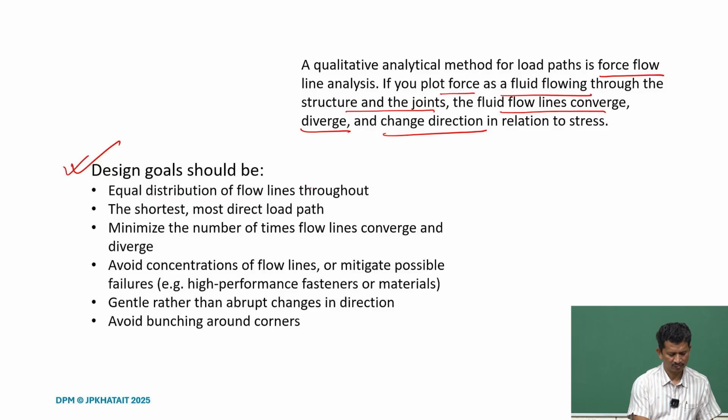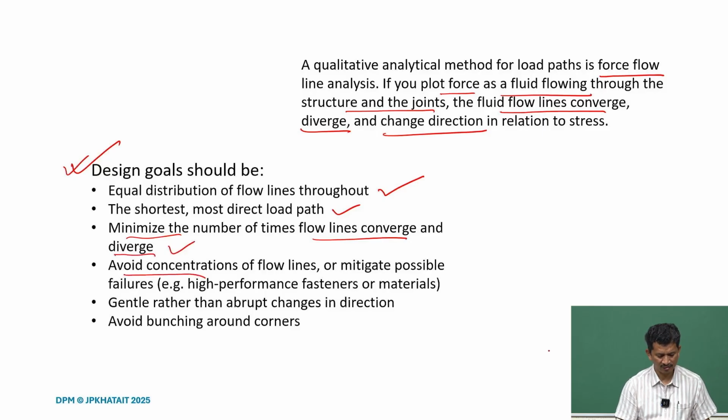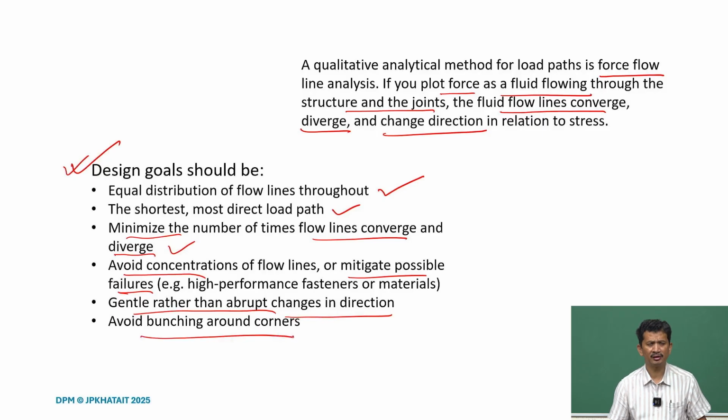So, equal distribution of flow lines throughout, the shortest and the most direct load path, minimize the number of times flow lines converge and diverge, avoid concentration of flow lines or mitigate possible failures, gentle rather than abrupt changes in directions, and again avoid bunching around corners.